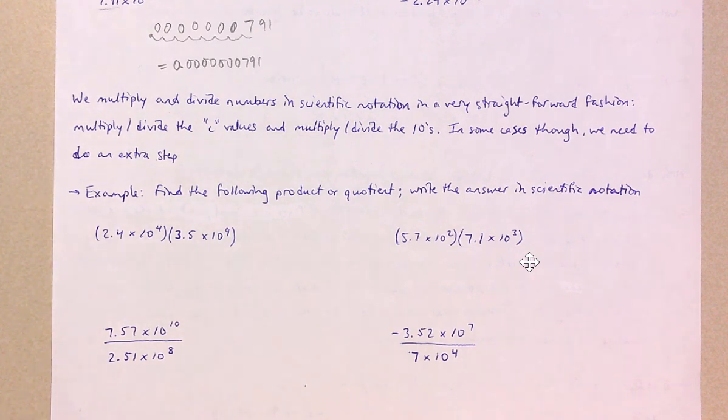In certain cases, though, we may need to do an extra step. It may not be just as easy as multiply or divide C values and multiply or divide the 10s. But let's do some sample problems here. Starting off pretty nice. 2.4 times 10 to the 4th times 3.5 times 10 to the 9th. These are some sizable numbers. We wouldn't necessarily want to write the whole thing out. That's just not pretty.